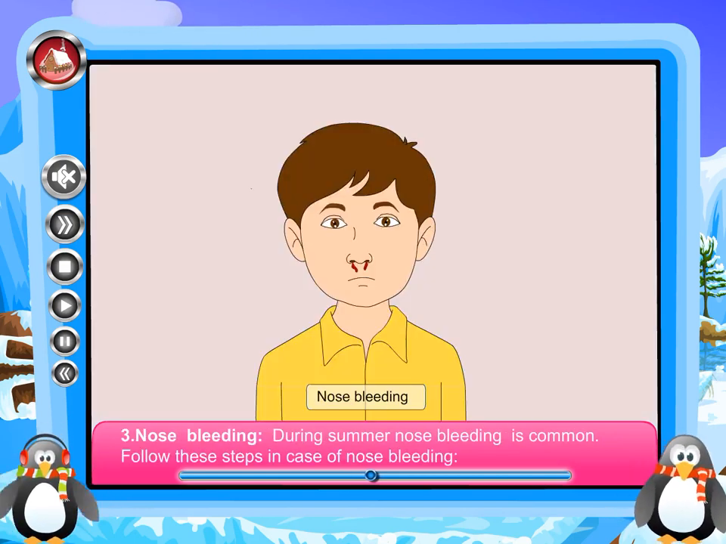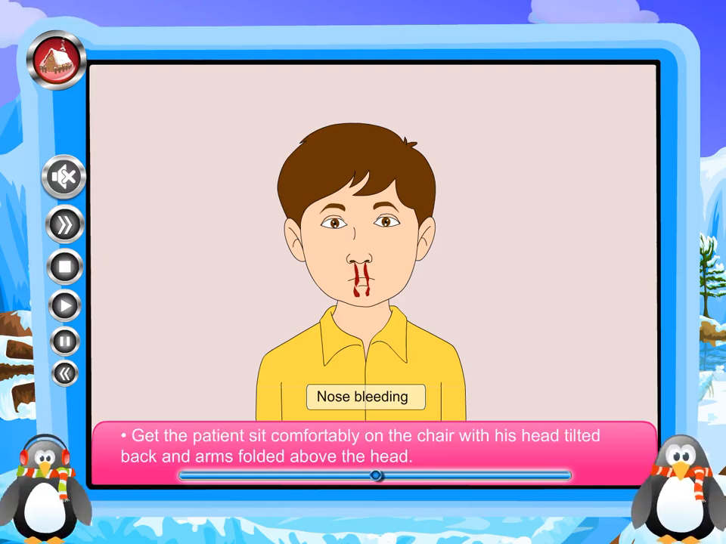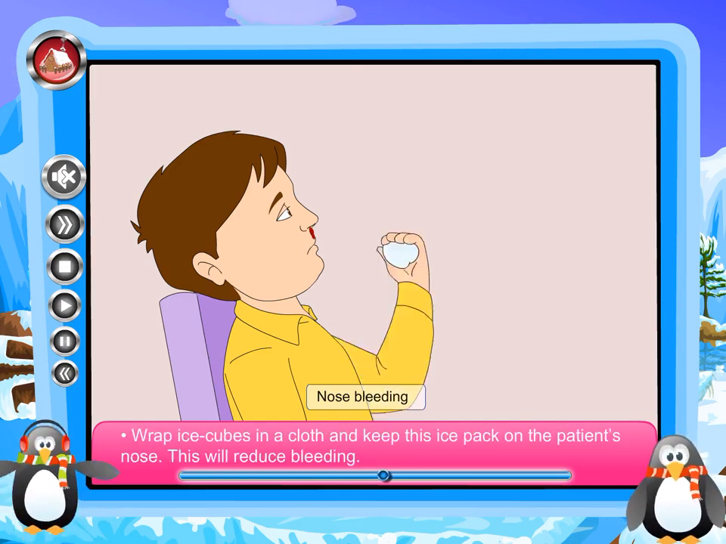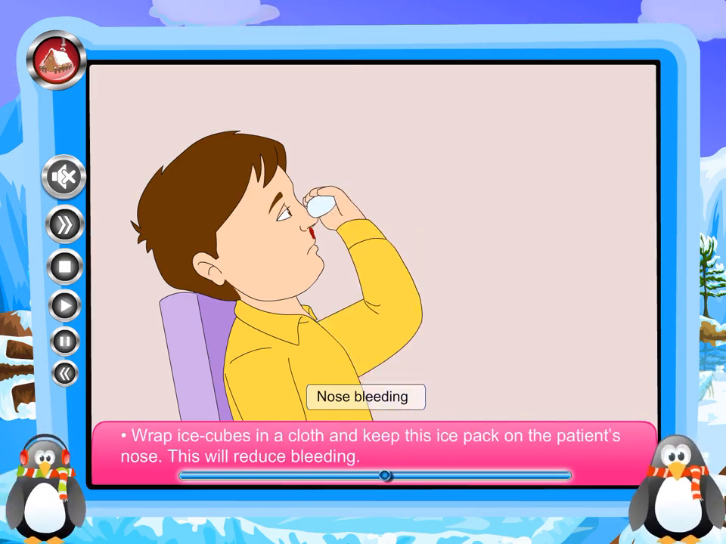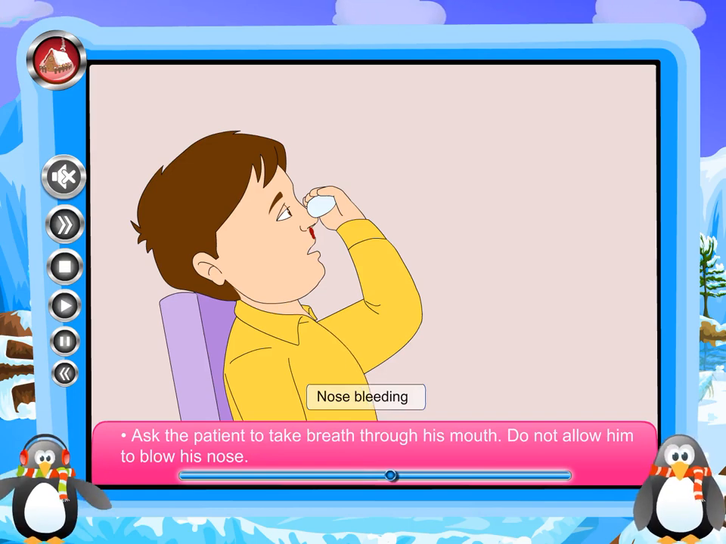Nose bleeding. During summer, nose bleeding is common. Follow these steps in case of nose bleeding. Get the patient to sit comfortably on a chair with his head tilted back and arms folded above the head. Wrap ice cubes in a cloth and keep this ice pack on the patient's nose. This will reduce bleeding. Ask the patient to breathe through his mouth. Do not allow him to blow his nose.